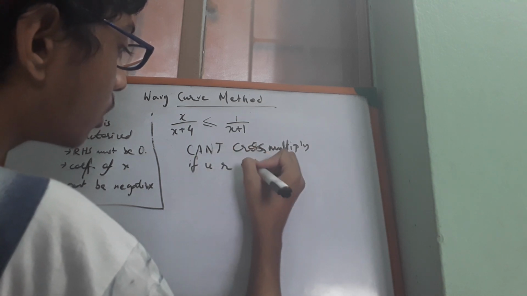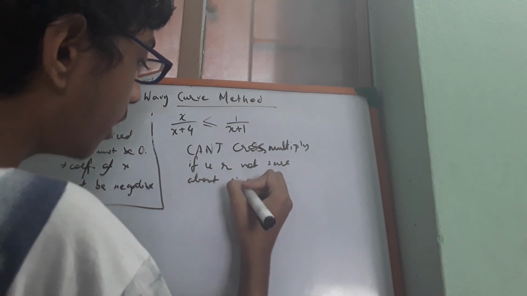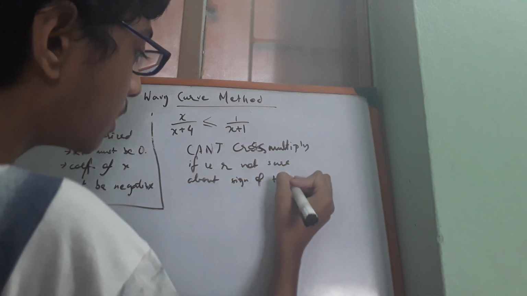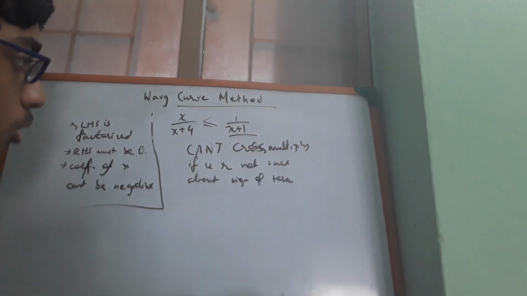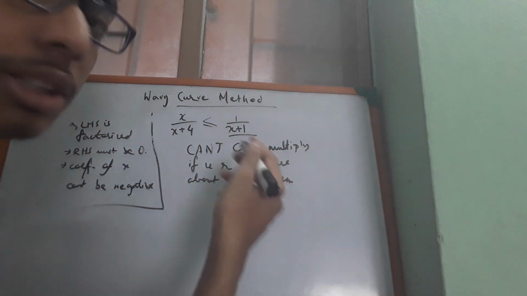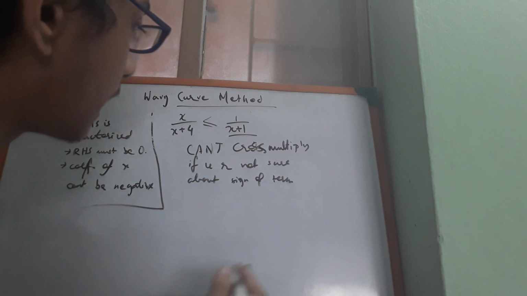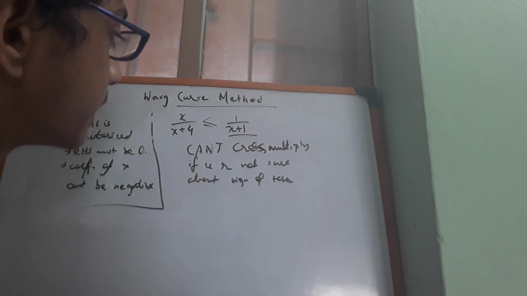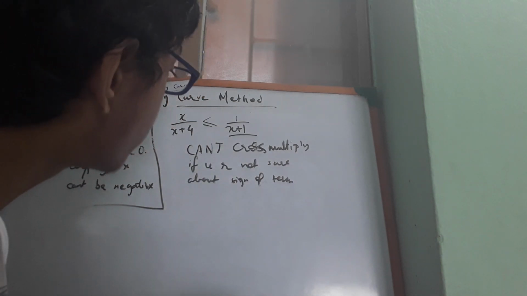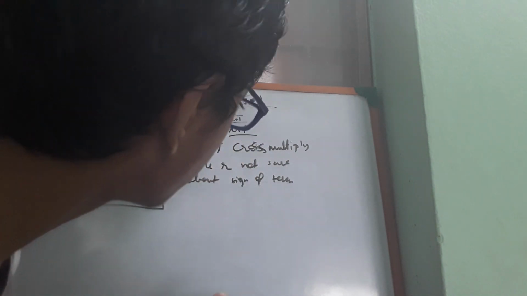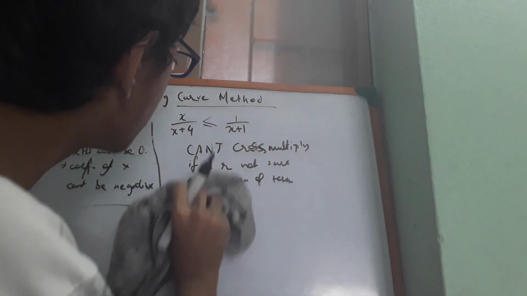if you are not sure about the sign of the term. Suppose I want to cross multiply this term, but am I 100% confident about the sign of this term? No, because if x is a positive number, then the sign of this term will be positive. If x is a negative number, suppose x is minus 1, in this case it will be 0. If x is minus 2 or minus 3, then the sign will be negative. So as long as I don't know the value of x, I don't know with 100% certainty what the sign of this term will be. So in such cases we cannot cross multiply.